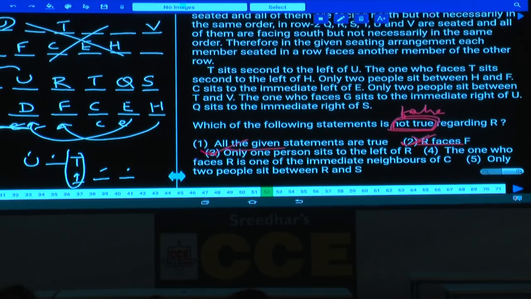Then the one who faces R is the immediate neighbor of C. Immediate neighbor of C, that is true. Hence which is definitely false? Choice 3 is definitely false. Clear now? The question is about false rather than true.